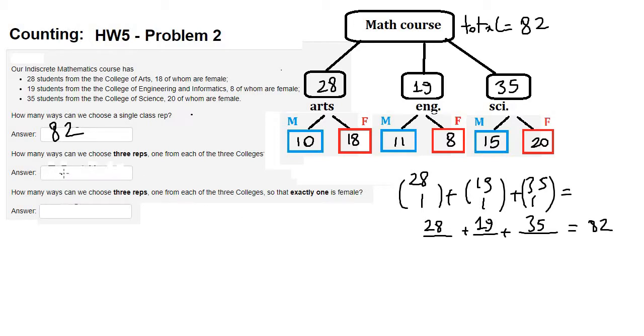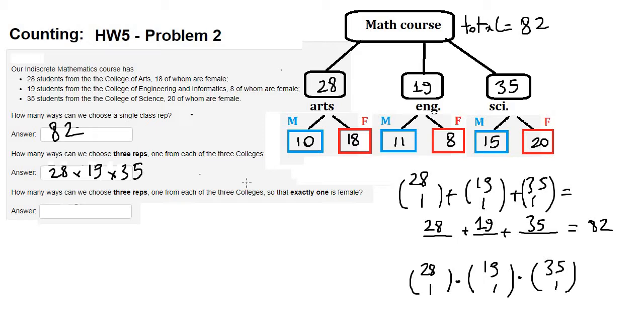Part B, how many ways can we choose 3 reps, one from each of the 3 colleges? So this time, 28 choose 1 times 19 choose 1 times 35 choose 1. We are picking one representative from each college. And this is the multiplication rule. So we have 28 times 19 times 35 different ways of picking class representatives.